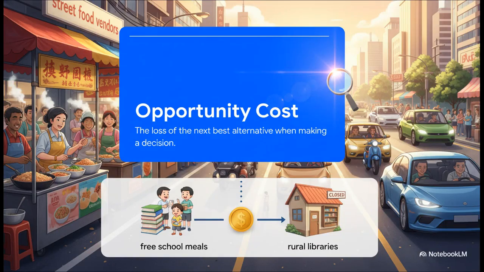And that reality brilliantly illustrates our next critical concept, opportunity cost. Basically, this is the loss of the next best alternative when making a decision. You see, the true cost of any choice isn't just the financial price tag. It's what you literally have to give up to get it. Going back to our Bangkok street example, if the city chooses to give that pavement to the food vendors, the opportunity cost is losing the next best alternative, which is that smoother flow of traffic. Or say a government spends a huge chunk of its budget on free school meals. The opportunity cost there might be the closure of rural libraries that missed out on that exact funding.